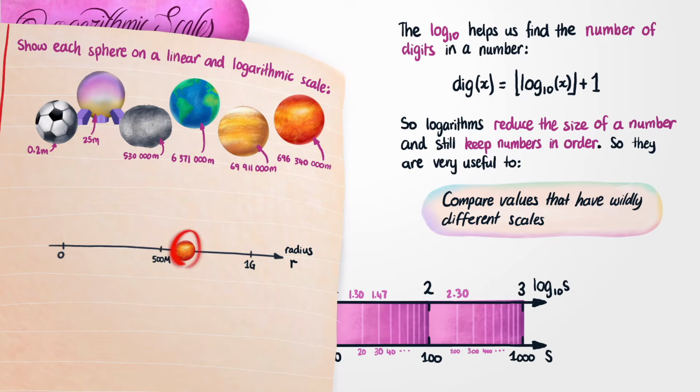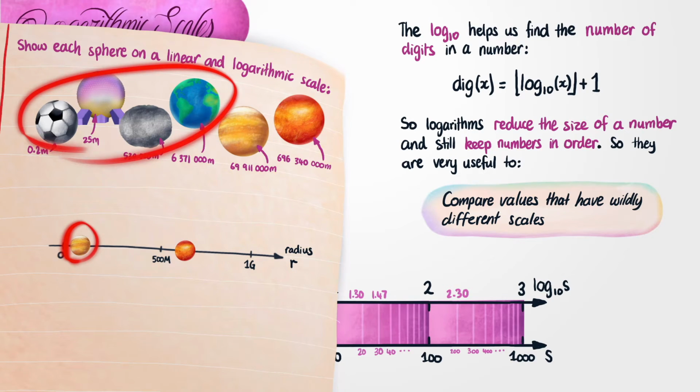So if the Sun goes here, then we've got to think about roughly where Jupiter goes. Now Jupiter is going to go very, very close to here, because 69 million is a lot smaller than 696 million. So it's going to be 10 times closer to the 0 line. But then if Jupiter's showing up over here, then where are these four showing up? Well, they're going to be so close to 0 that you're not even going to be able to tell that they're not at 0. So this scale is actually totally useless for comparing these different values.